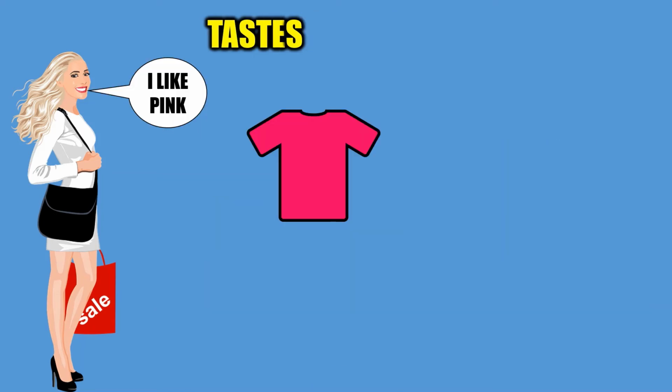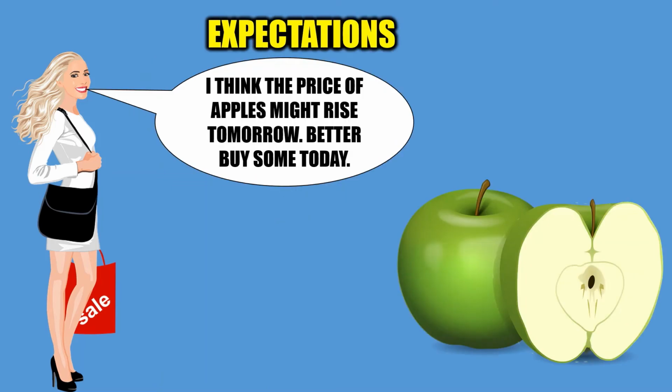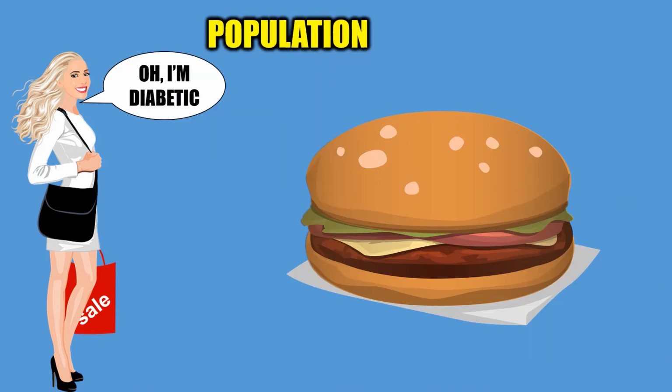Demand of certain goods may increase due to tastes, like Sarah buying pink clothes because she likes pink. Expectations of the future can also affect demand. If Sarah senses that prices for apples will increase tomorrow, then she will buy more apples today when it is cheaper. Finally, the size and structure of the population can affect demand. In Sarah's case, her diabetes prevents her from buying burgers.